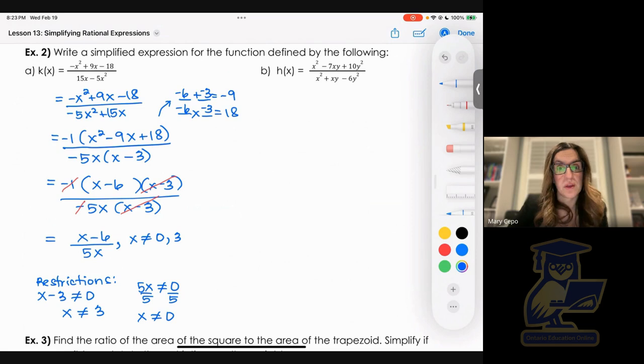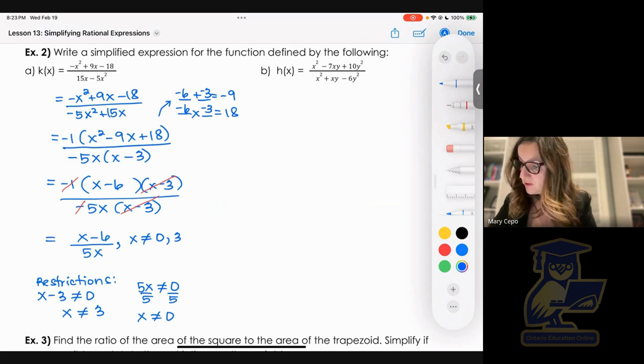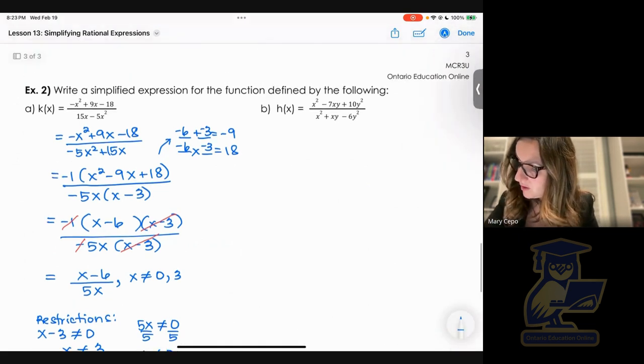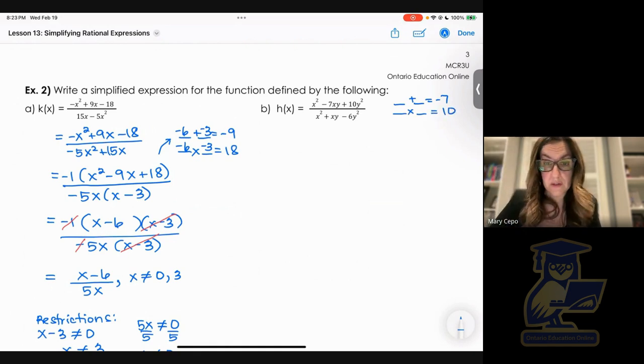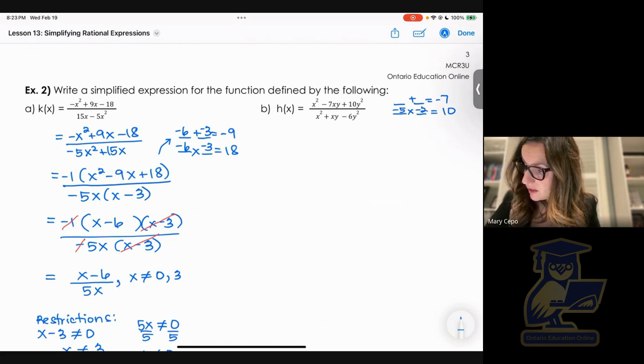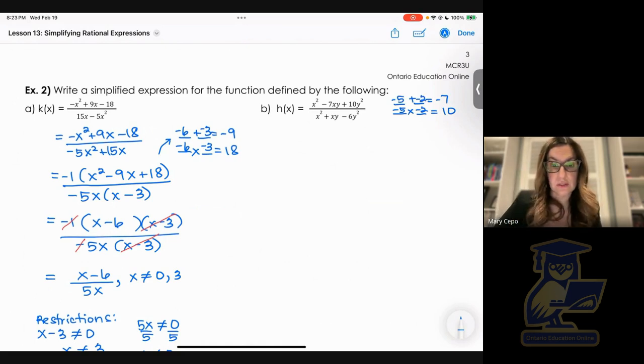Looking at h of x, we have the polynomial x squared minus 7xy plus 10y squared all over x squared plus xy minus 6y squared. Again, these are simple trinomials, but we just have two variables involved. Looking at the numerator, two numbers added together to give negative 7, and multiplied together to give 10. When the product is positive and the sum is negative, both numbers must be negative. Negative 5 times negative 2 is positive 10, and negative 5 plus negative 2 is negative 7.